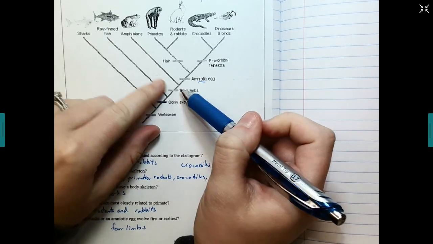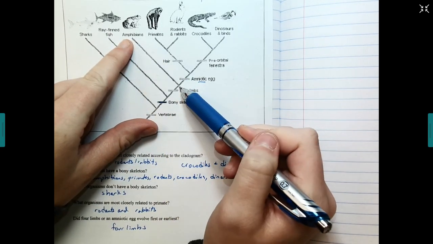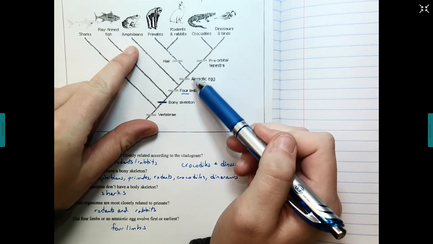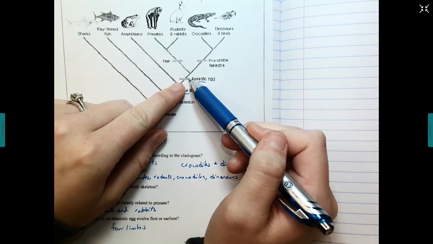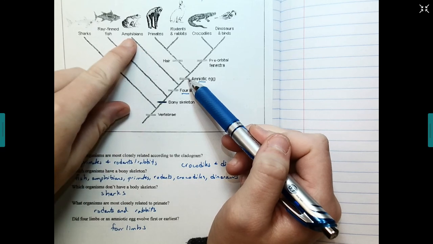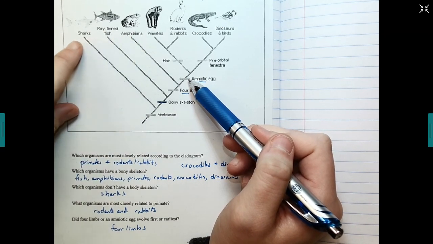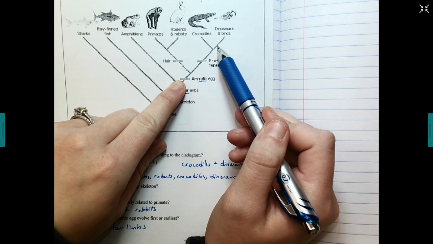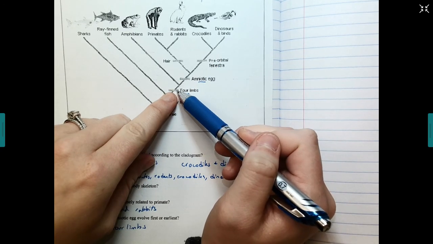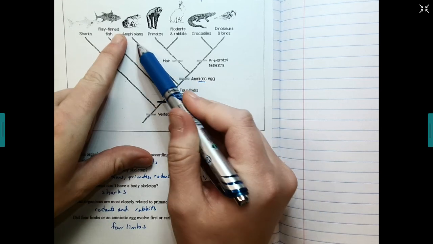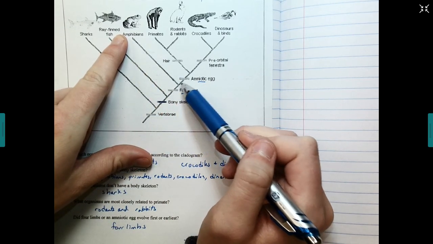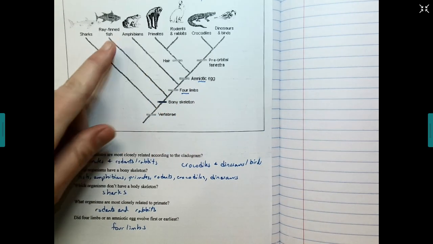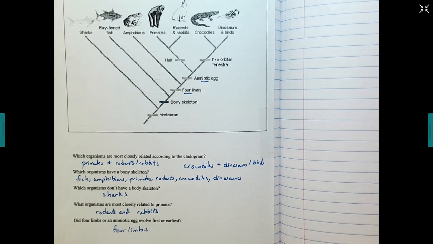So, right, forelimbs, we have amphibians and then everything after that. But the amniotic egg didn't develop until after amphibians, fish, and sharks. Right, so everything after this point has an amniotic egg. Everything after this point has four limbs. So amphibians have four limbs, but they do not have an amniotic egg. So that's how we read and interpret cladograms.